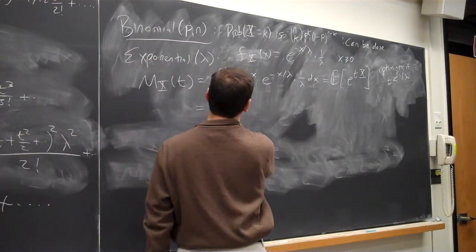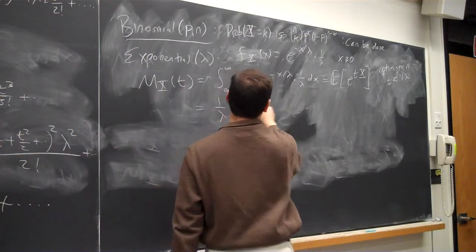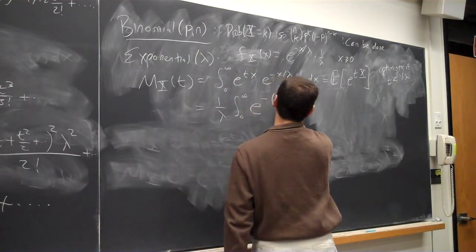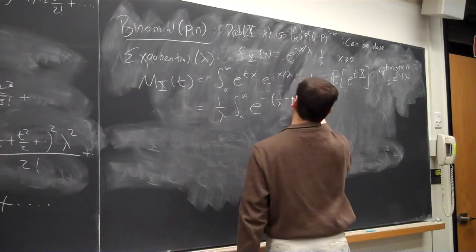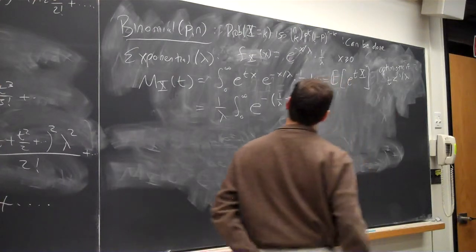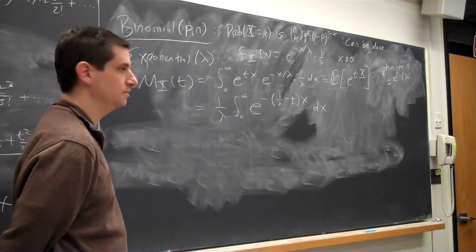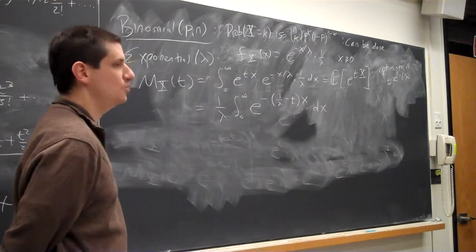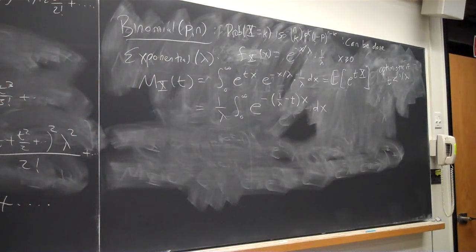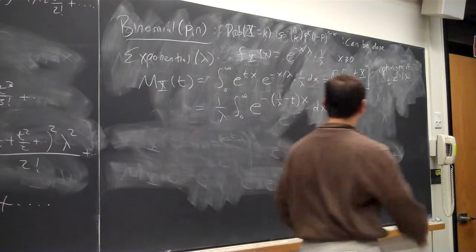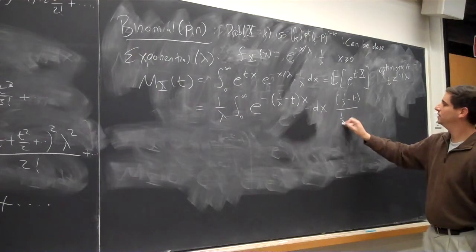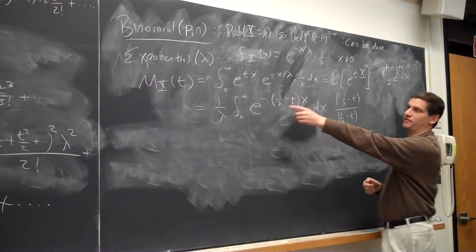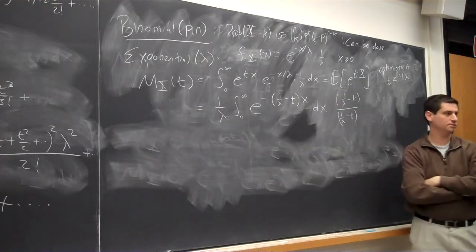Alright, so now we get 1 over lambda, integral from 0 to infinity, e to the negative (1 over lambda minus t) times x dx. Right? Well, that would have been easier to see than it has to be. Now when you write it like that, it's much easier to see what's going on. And you can see now that t has to be less than 1 over lambda. So the best way I know to evaluate this integral is to multiply by 1. Multiply by 1 over lambda minus t times 1 over lambda minus t. And the reason to do that is now I have e to the minus ax times a dx.